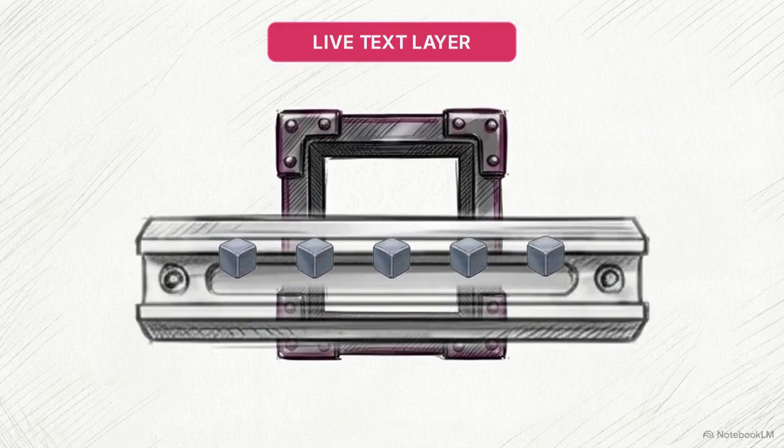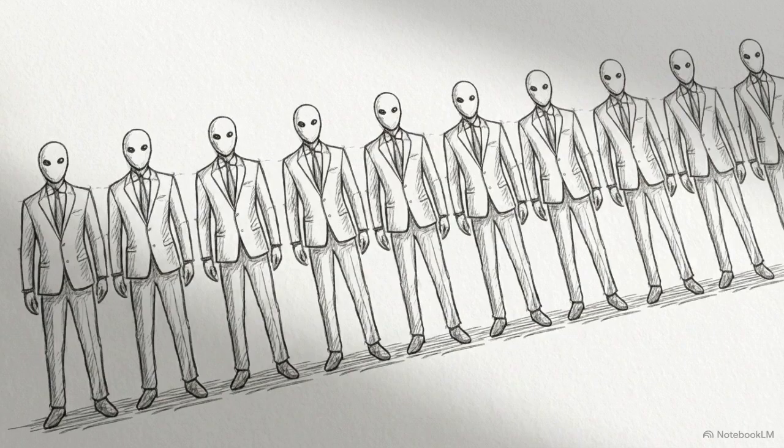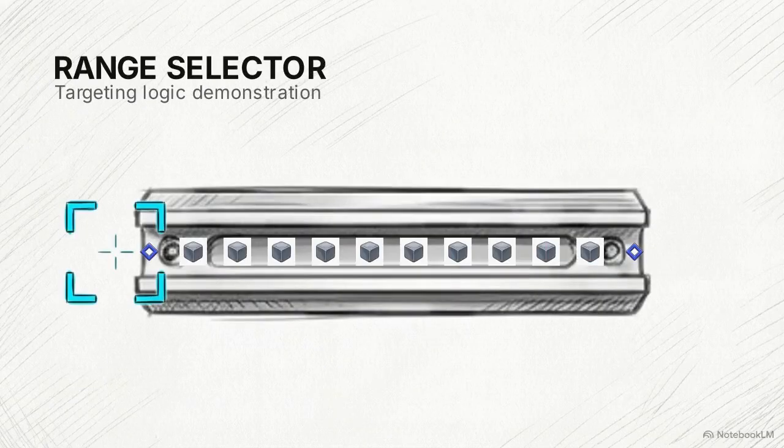To do this properly, you need to use live text layers. Live text layers are special elements in animation software that let you control individual letters without separating them into different tracks. Think of your text as a line of identical masked secret agents, perfectly still, waiting for a command. This diagram shows a range selector in action.